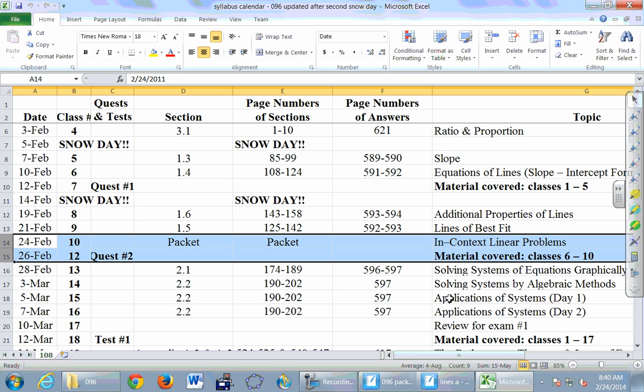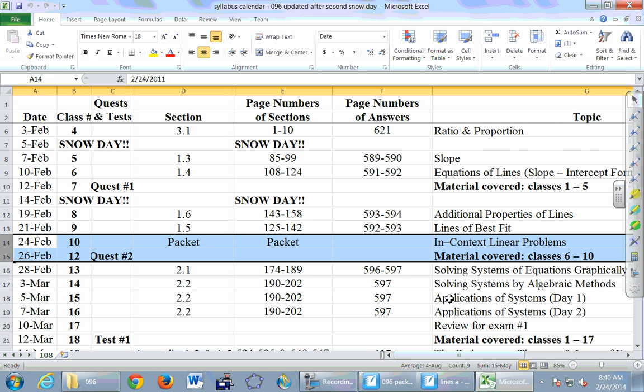Our quick look at the calendar here. Today is our last day of new material before the quest, which is coming up on Wednesday. So today we do in-context problems, that is word problems. And then we have our full period quest on Wednesday and then new material on Friday. Any questions on the calendar?